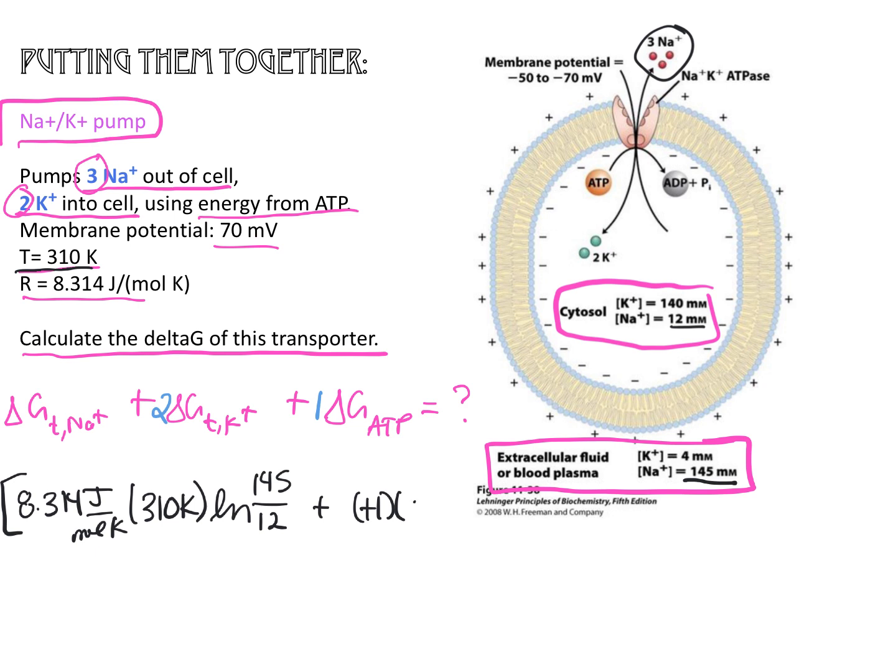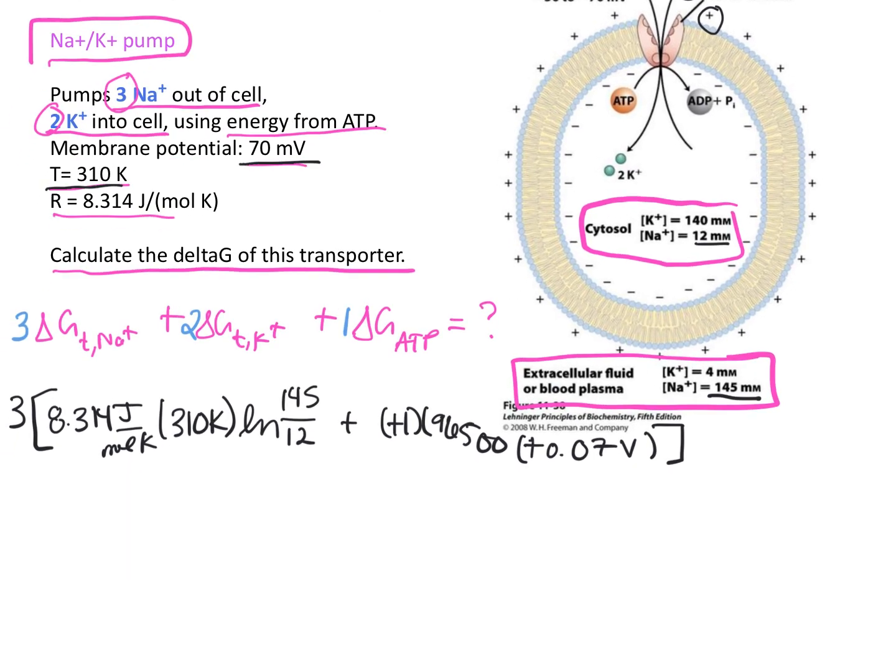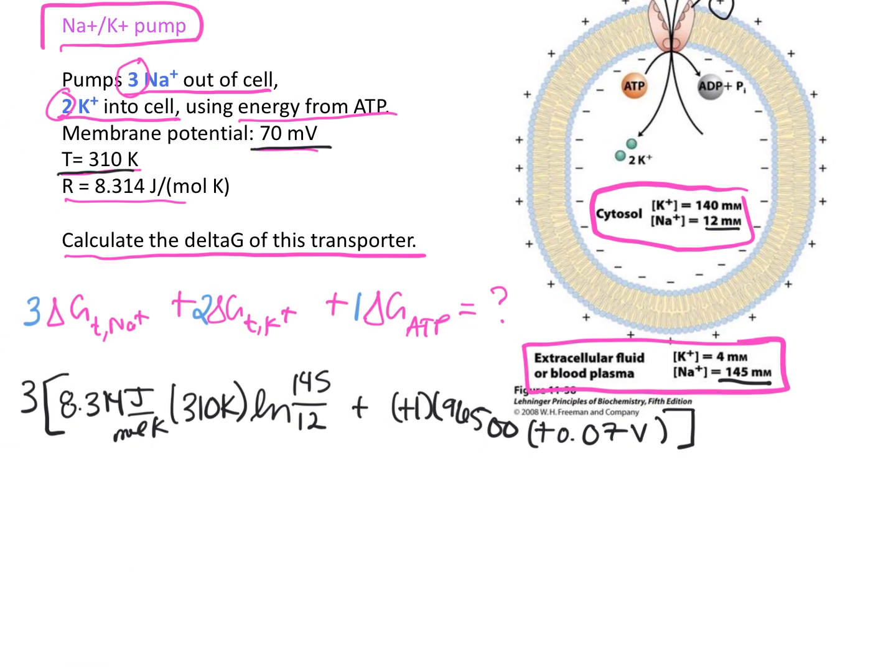Times 96500 times my psi, which is in millivolts. I need to convert that, 0.07 volts. And then sodium is going to the positive side, and it itself is positive. So this whole thing needs to be positive. So I'm going to leave it as that bracket. And then we'll add the potassium to that.